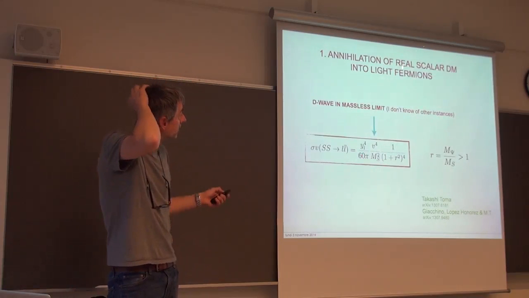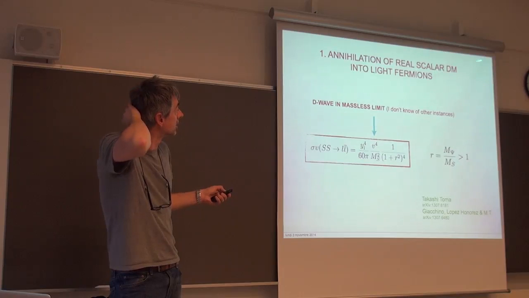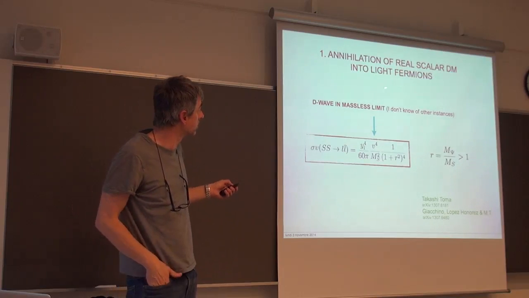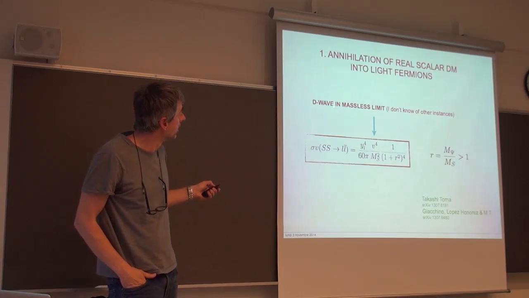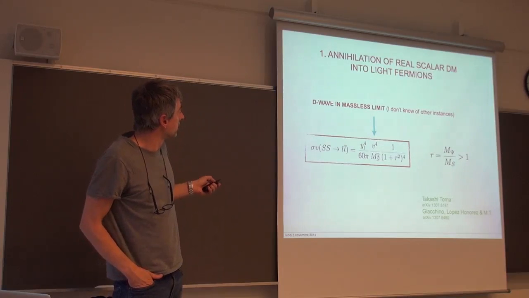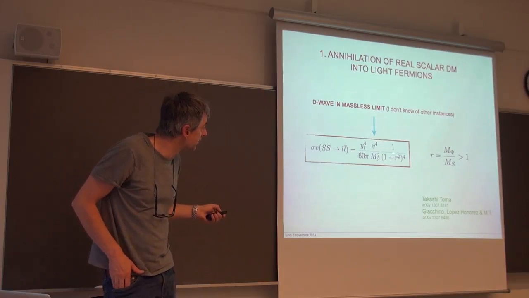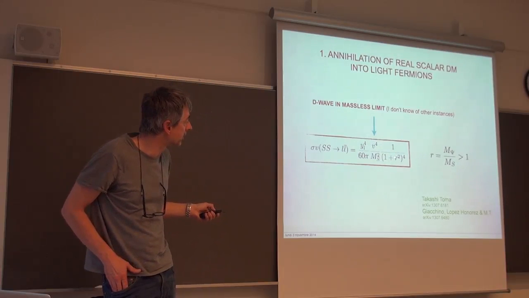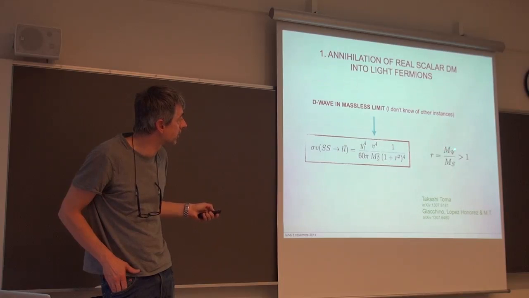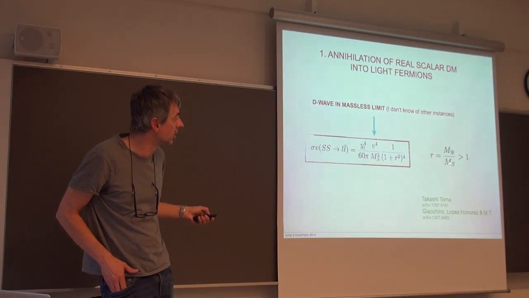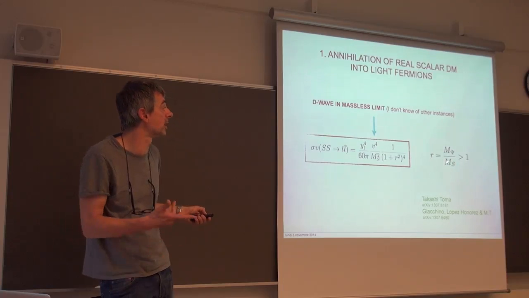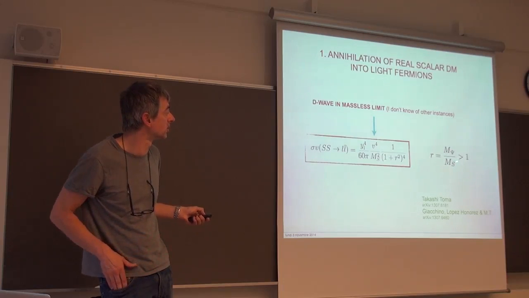So now I go to the case of the scalar, the real scalar particle. Again, anything into light fermions, and here I claim that if you do the same reasoning, you get that the cross-section is proportional to the velocity to the fourth power. There is an extra dependence that appears through this parameter R, which is just the ratio of the mass of the intermediate particle, the particle in the t channel, over the mass of the dark matter. Of course, the dark matter is supposed to be the lightest odd particle, so this ratio is taken to be larger than one.